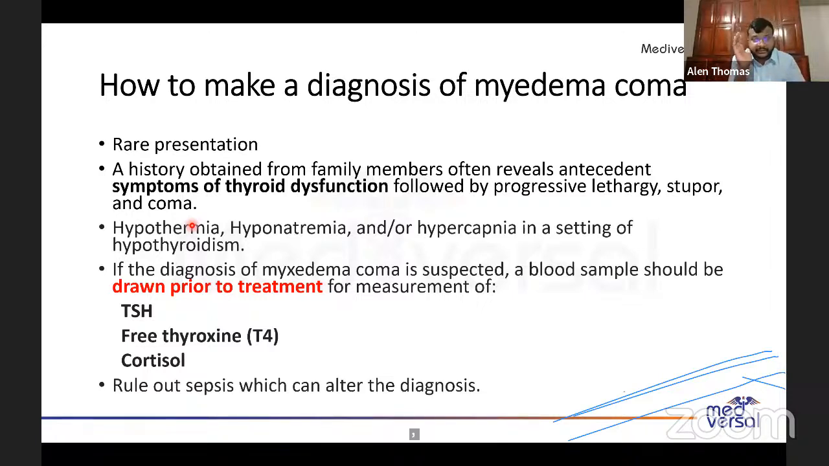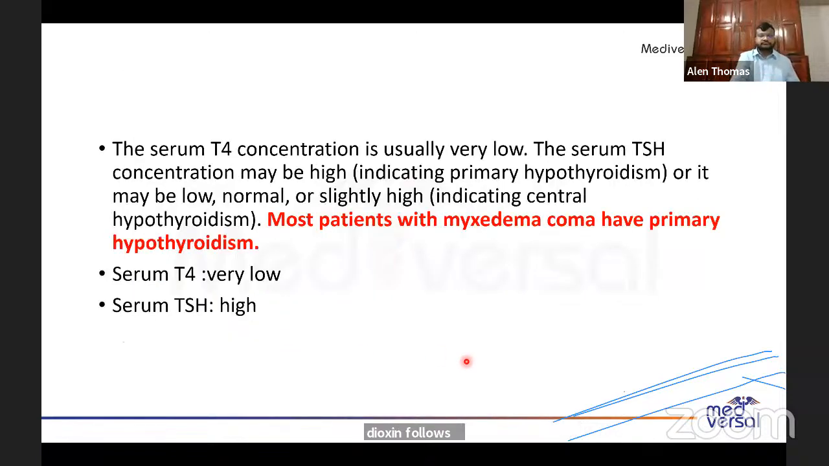The patient comes in with altered behavior, mental confusion. You make the diagnosis of myxedema coma. If you suspect myxedema, blood samples should be drawn prior to treatment. You should not give your levothyroxine first, because the reports will be normal otherwise. So prior to treatment, look for TSH, free thyroxine, and cortisol. And of course, rule out sepsis, which can alter the diagnosis.